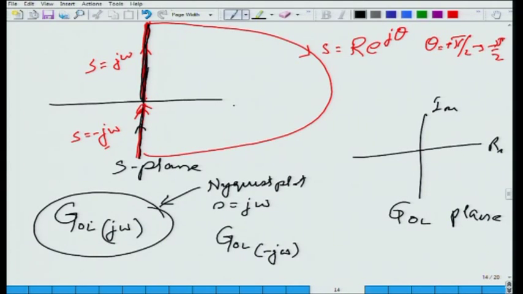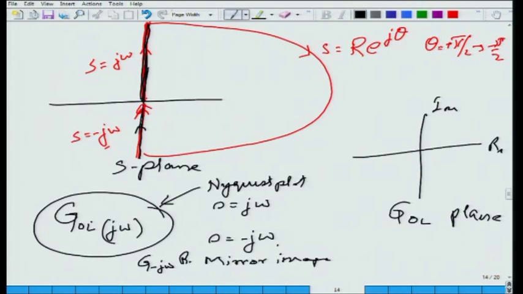Okay. So, when S equal to minus j omega, G would be the mirror image of G at j omega, mirror image about the real axis. Okay, real axis mirror image of Nyquist plot.